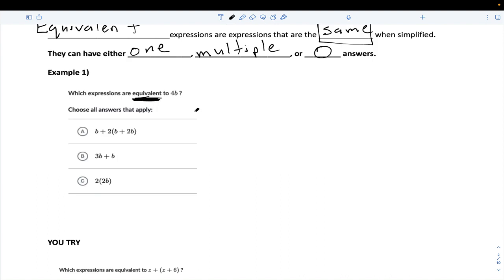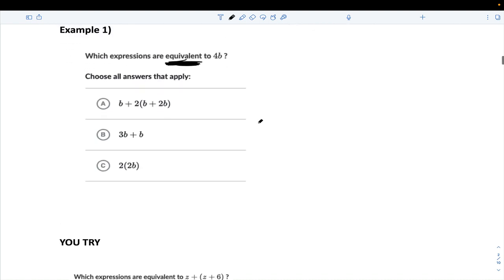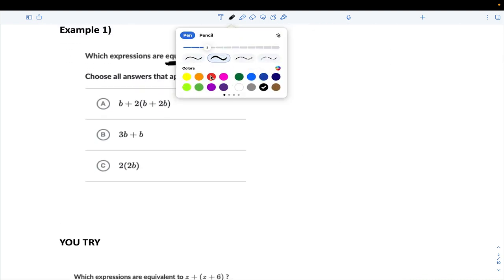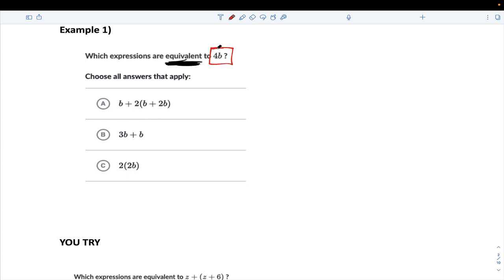Dang it. Okay, so which expressions are equivalent to 4b? When you have a problem that says equivalent to, you're going to box that answer. You want to find every answer that is 4b. You want to get this to 4b. So we're going to try to go through answer by answer and get the one that would equal 4b. These problems are like 2 or 3 problems in one. They take a lot of time, a little bit of perseverance, and precision to get to the right answer.